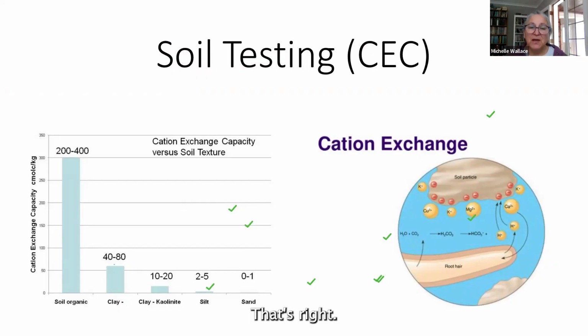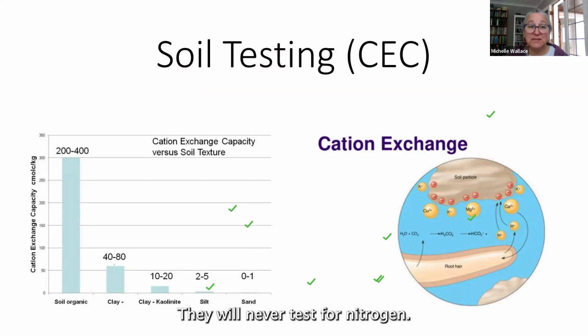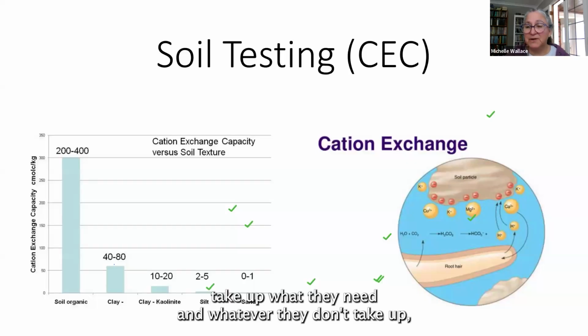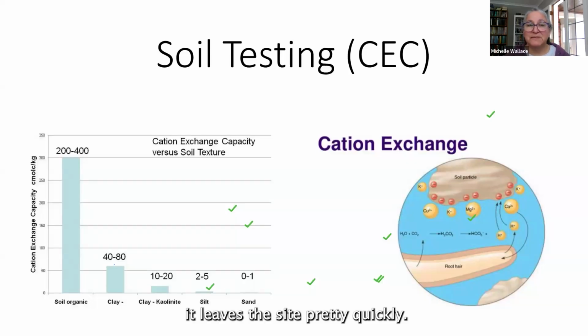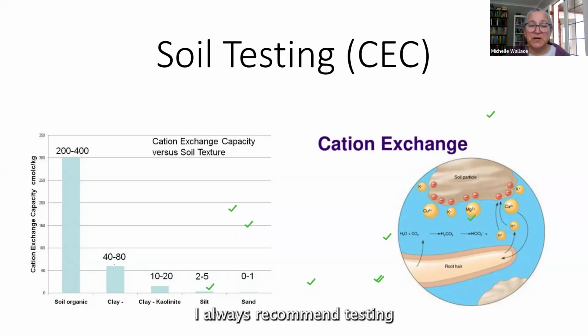That's right. When you send your soil for sampling, they are going to test for macronutrients. They will never test for nitrogen, just so you know, because the plants take up what they need, and whatever they don't take up leaves the site pretty quickly. So they don't test for nitrogen. They just assume you're going to need it. But micronutrients are needed in trace amounts. I always recommend testing for both macro and micronutrients.